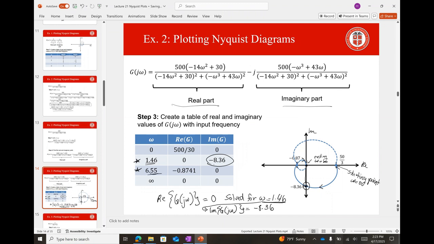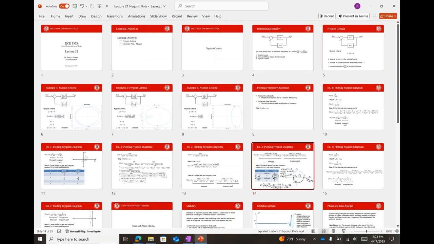Now, similarly for this one, we're going to fix the imaginary part to 0 and solve for omega, which turns out to be 6.55, and then we're going to plug this into the real part of g of j omega. When we do that, we get this negative 0.87. So that's where this point comes from. So we're going around, we hit this point, then we hit this point, and finally we end at this point.